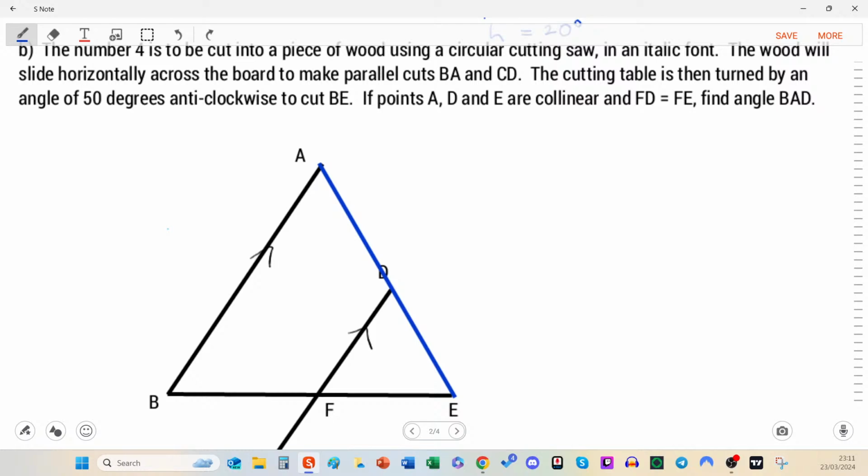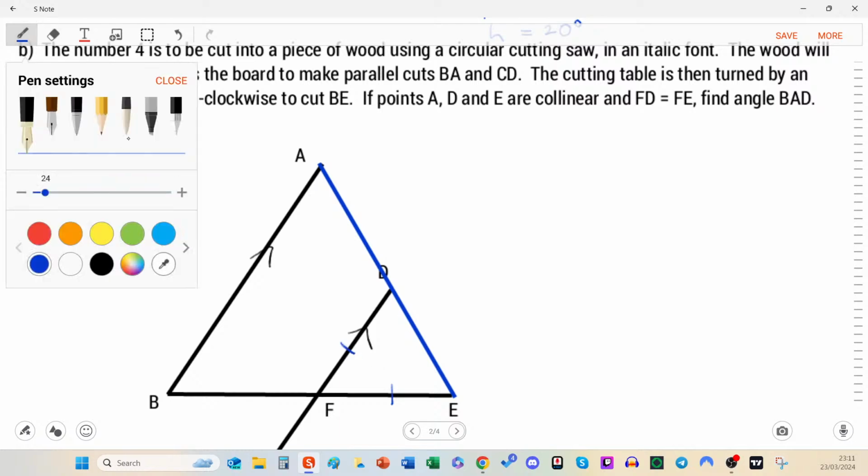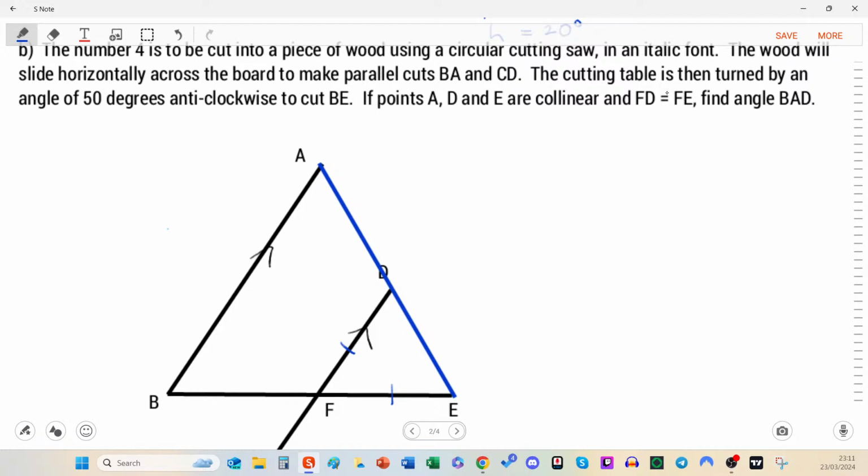And then we have the fact that FD equals FE. So we can draw a line here and a line here. The crucial point, and let's highlight what we've done as we go along, is that this is true and collinear. The crucial point is this: the cutting table is then turned by an angle of 50 degrees anti-clockwise to cut BE.